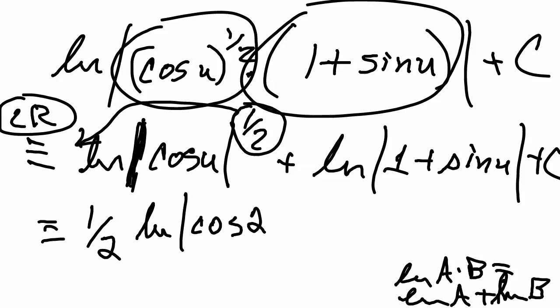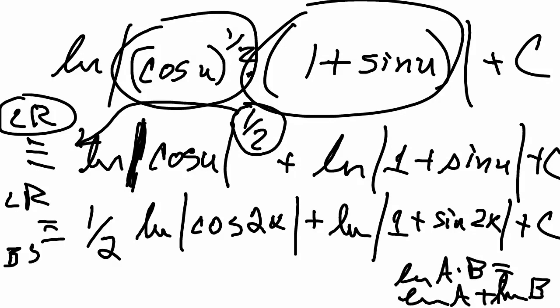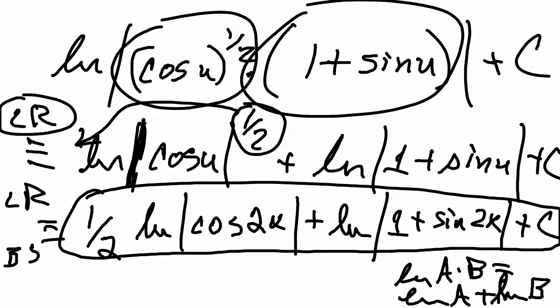I'm going to go ahead and plug in what that u was. It was 2x, plus natural log of the absolute value of 1 plus sine 2x, plugging in, back substituting what that u is. So once again, I'm using log rules again, dropping that exponent down in front, and I'm also using my back substitution, putting in what u is. And if you notice, isn't that beautiful? That's the same answer that the back of the book had.